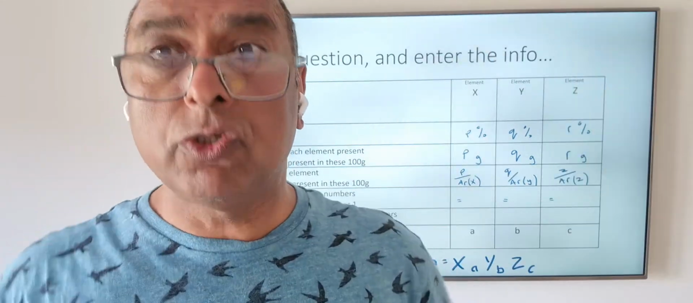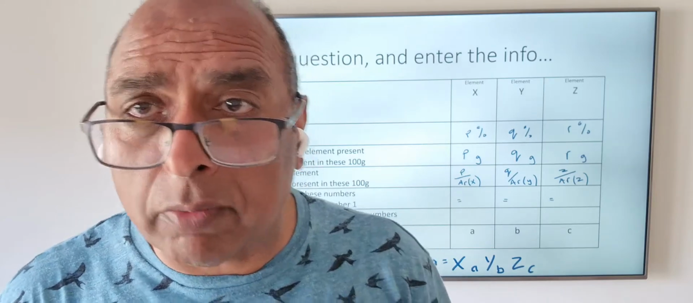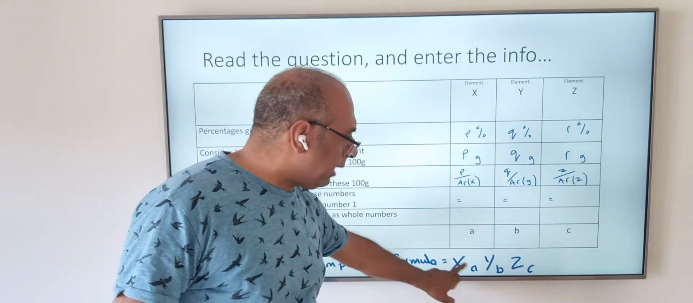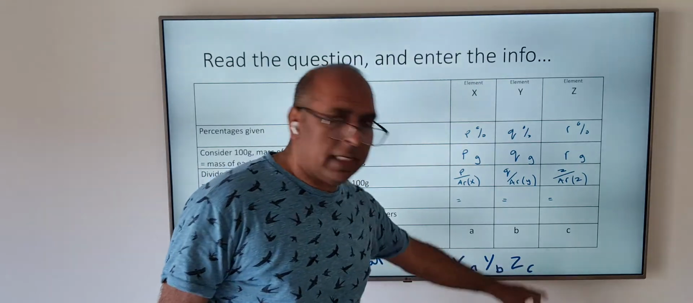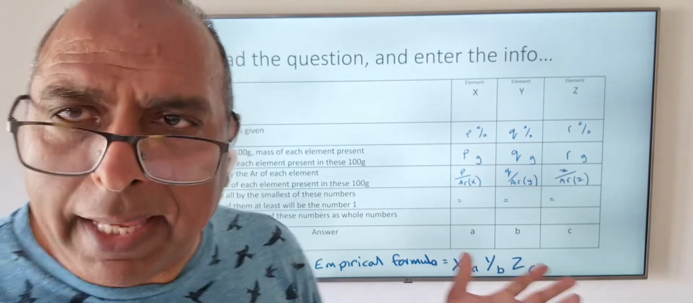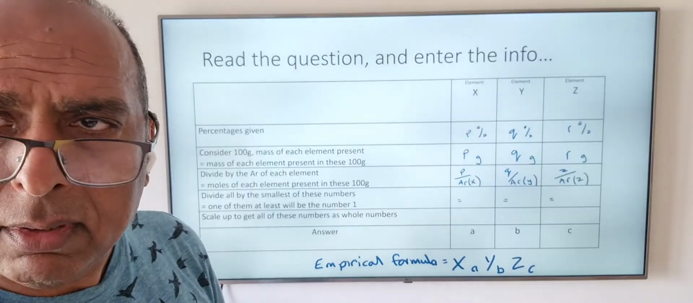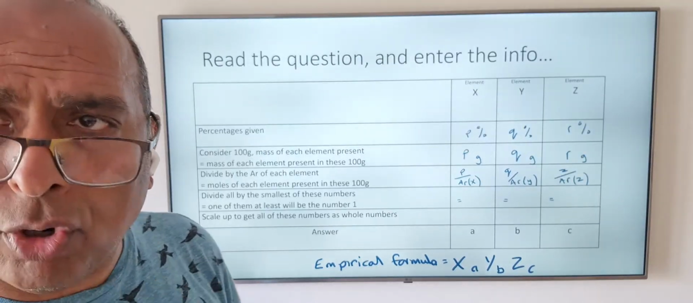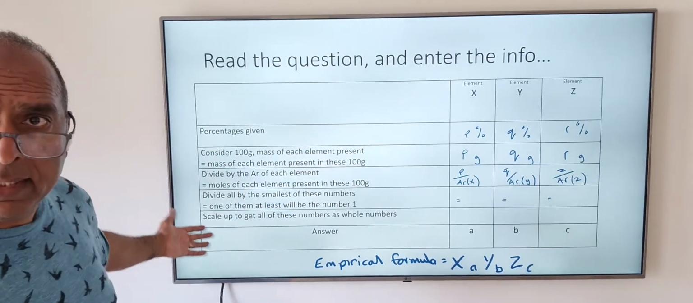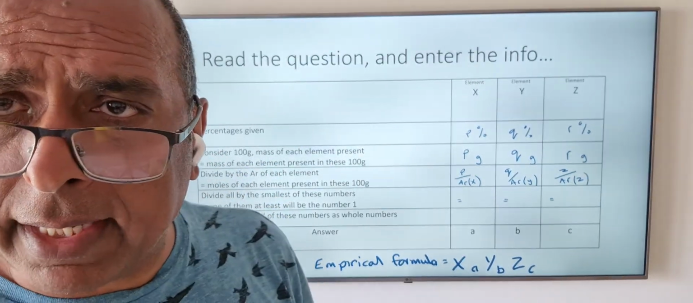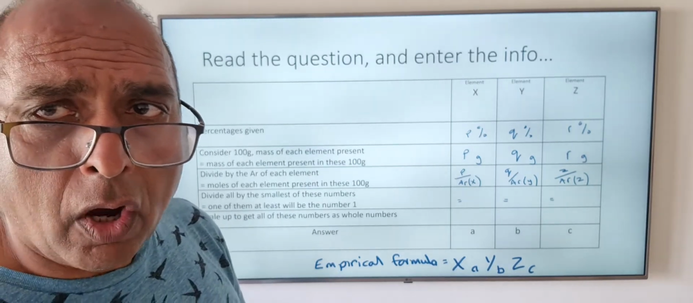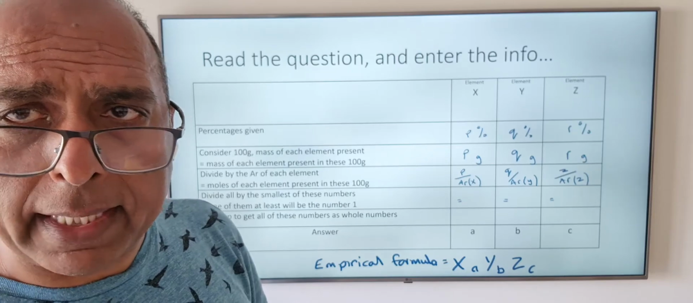So double everything, and then there will be whole numbers. 2, 4, 5. And therefore you get x2, y4, z5. Anyway, look. As I explain my table, I want you to pause the video, note the headings here, get your mind around the headings. They are the headings I want you to use on any empirical formula calculation.